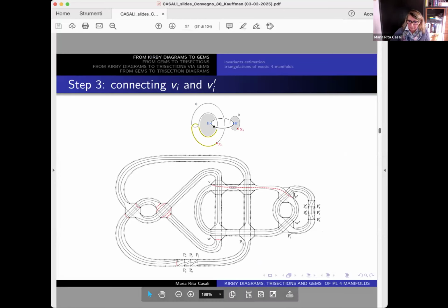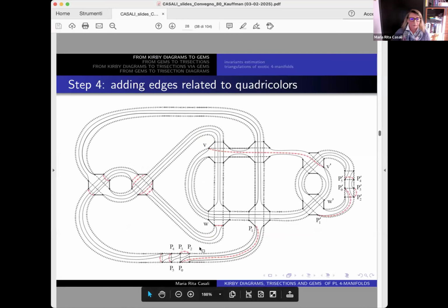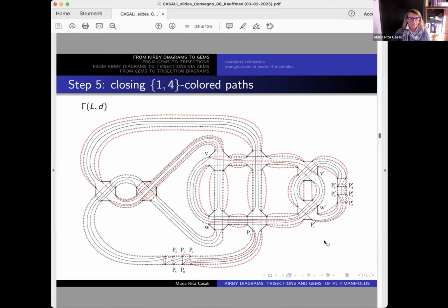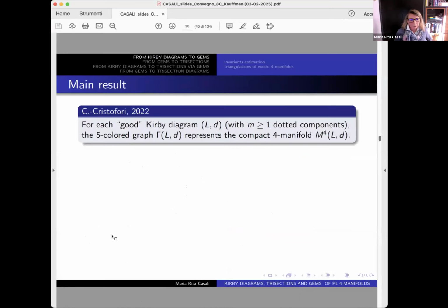Then the points H and H prime identify a pair of vertices V and V prime on each dotted component, which have to be connected by a 4-colored edge. Then on each quadricolor, we add a triad of 4-colored edges according to the described move. And finally, the remaining 4-colored edges are added so as to close paths of colors 1 and 4. This is the output of the algorithm for our example.